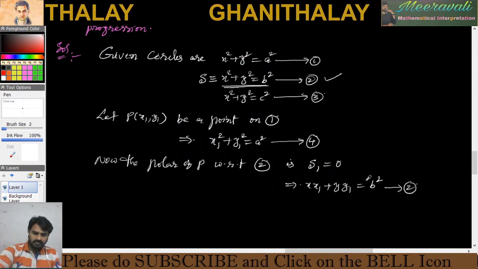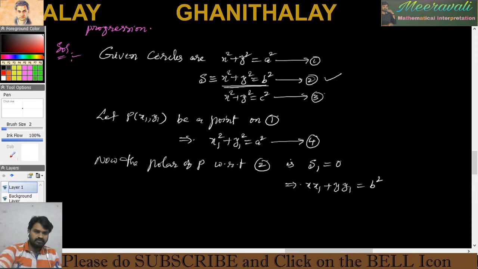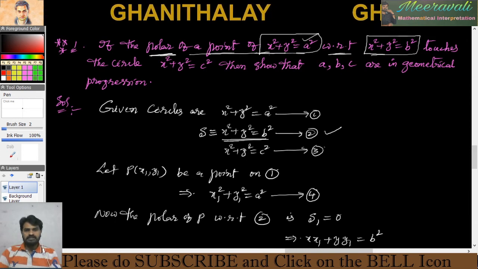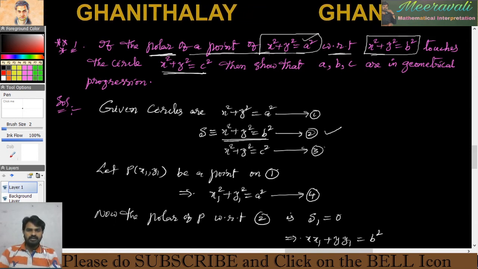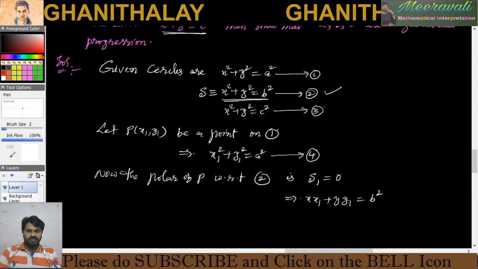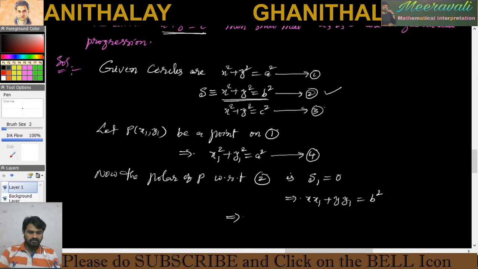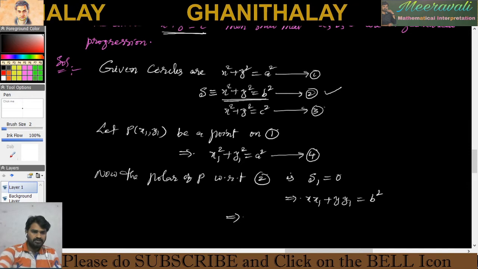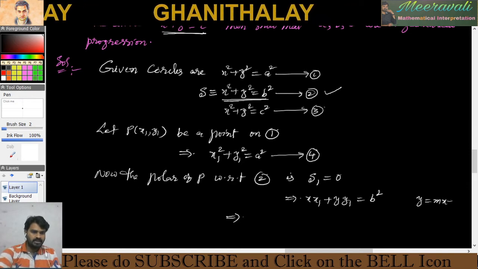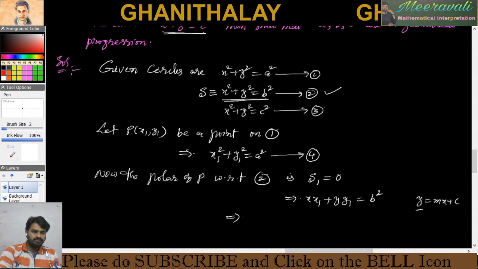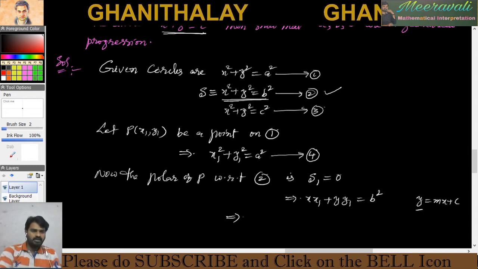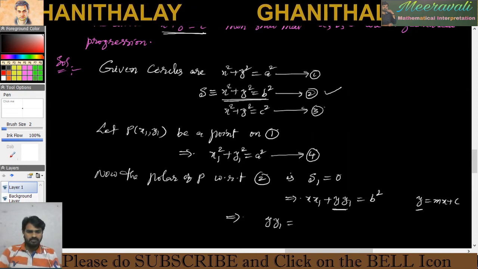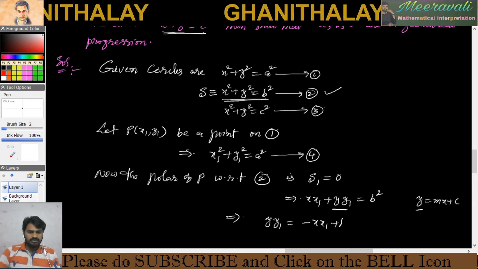Now we will convert this one into standard slope intercept form, because of this equation, this polar will touch the third circle. So if a line touches a circle, there will be a property. For finding that one, we have to convert the given polar equation into slope intercept form. So here the slope intercept form is y is equal to mx plus c. On left hand side, we have to arrange the y term and take the remaining term to the right side. Okay, so for that, y1 y is equal to minus xx1 plus b square will be there.